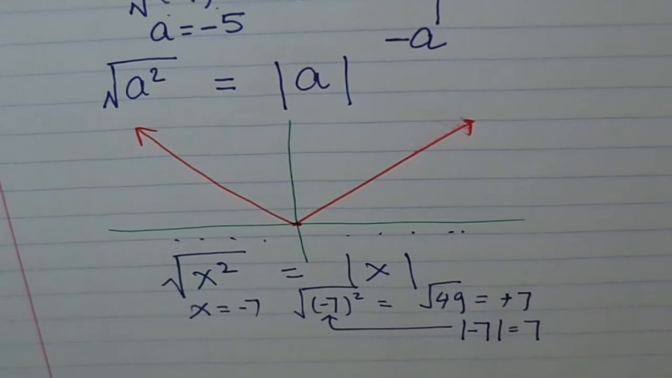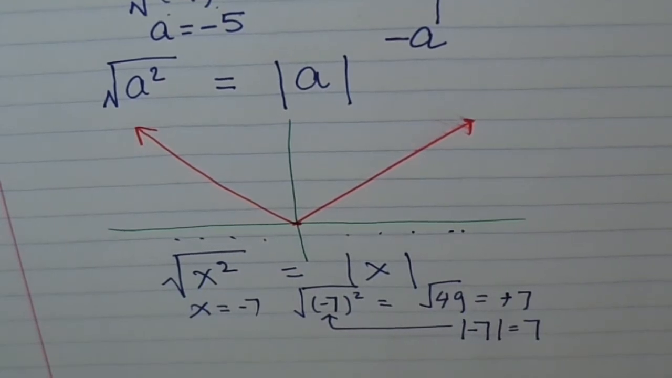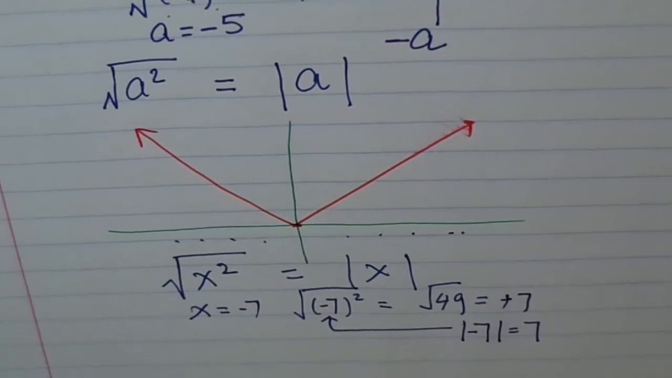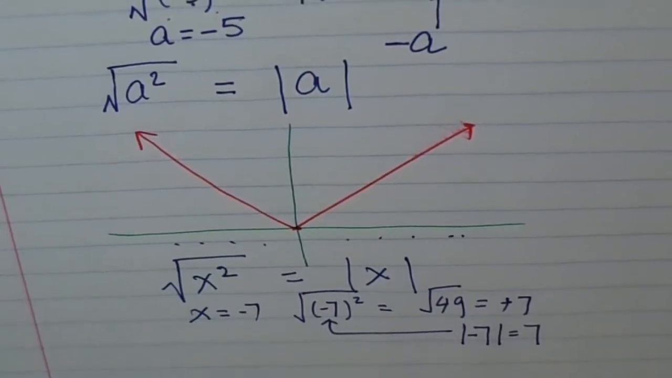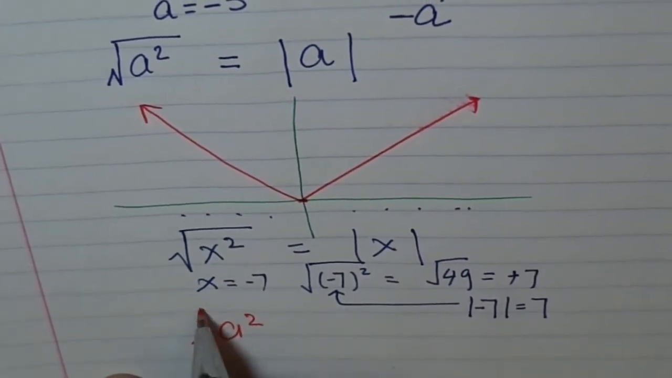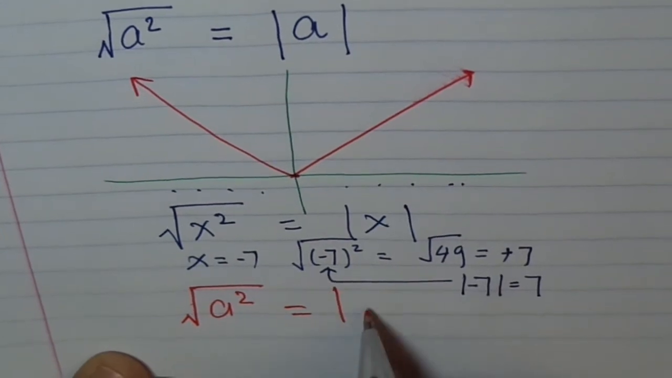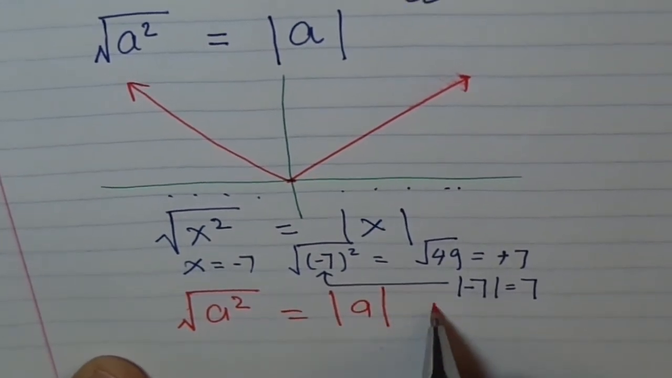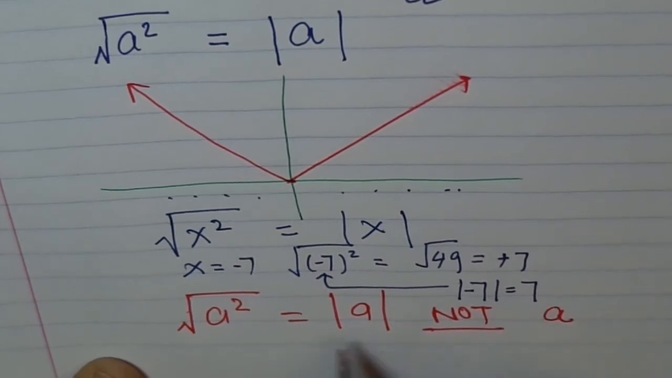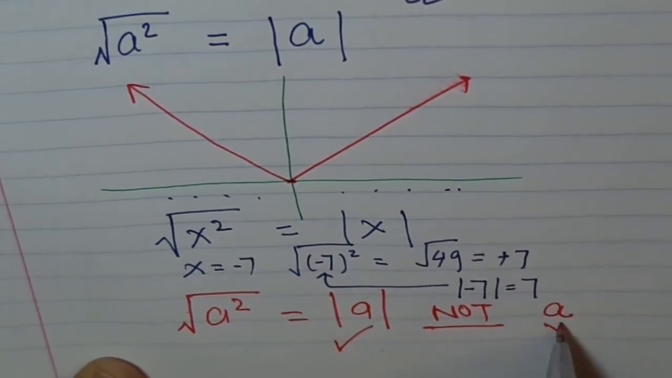Do you see that? So absolute value is the end result of square root of x square. That's what we're trying to say. So this statement, square root of a square equals a, is wrong. What is the correct statement? The correct statement is that the square root of a square is equal to the absolute value of a, not a. Do you understand? This is correct and this is wrong.